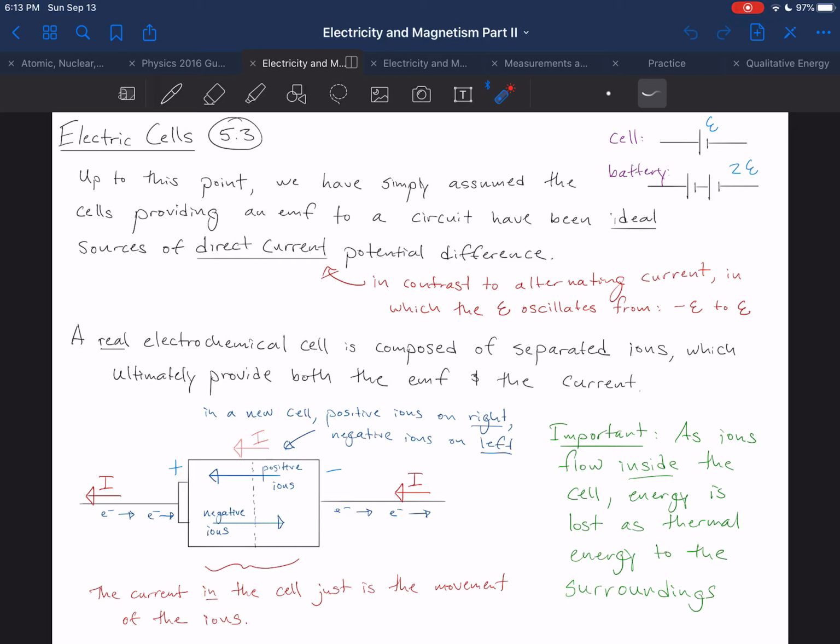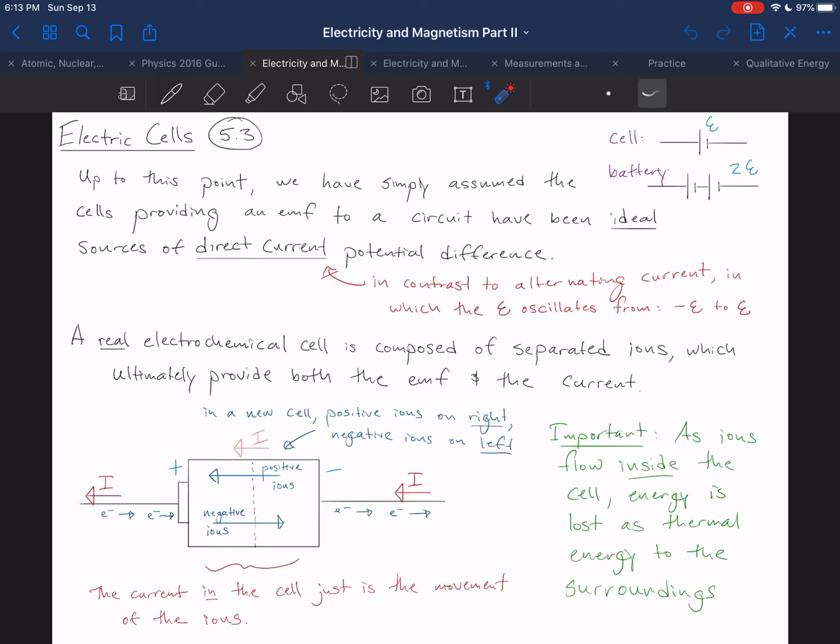Well, a traditional electrochemical cell, of the kind that you would find in what we would normally call a battery, like a AA battery, is composed of multiple cells, and each of those cells is composed of separated ions, which ultimately provide both the EMF and the current. So via some mechanism, the ions are stored inside the cell itself and separated when that cell is fully charged.